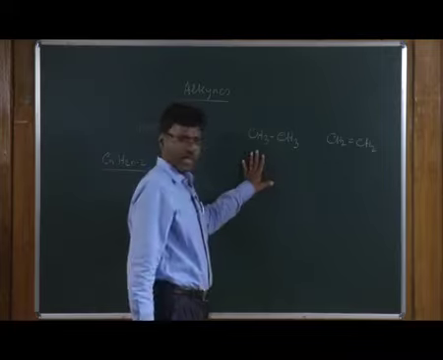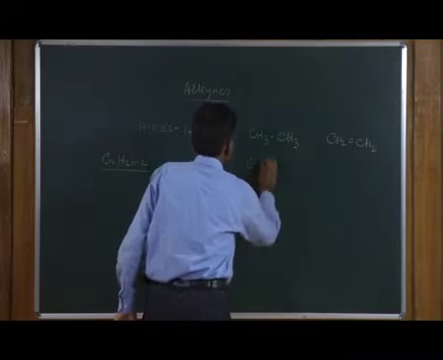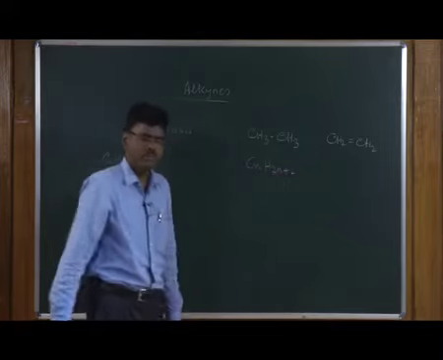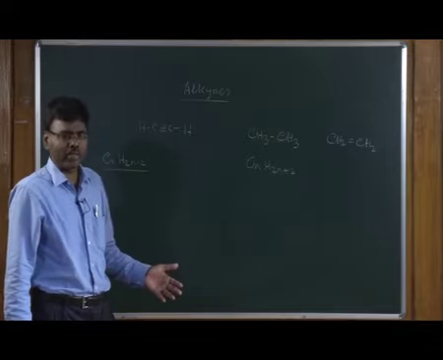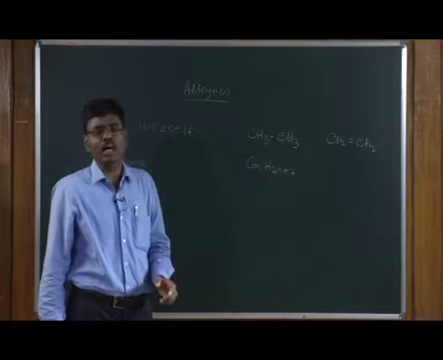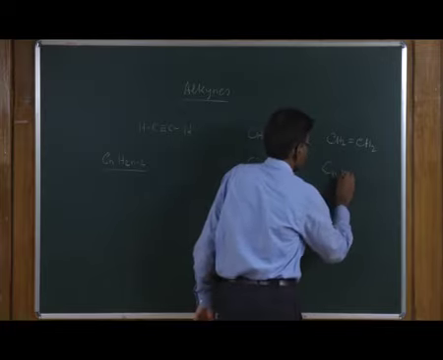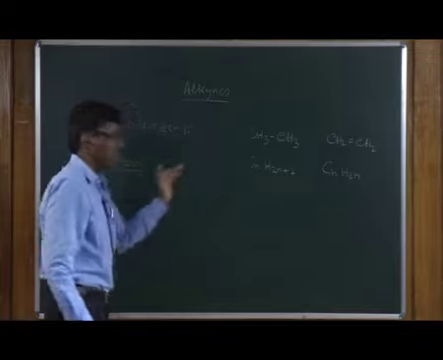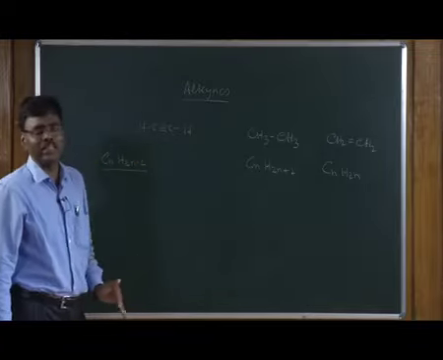Alkanes are saturated hydrocarbons, and they have general formula CnH2n plus 2. Next, we have seen about alkenes. They are also unsaturated hydrocarbons, and they have at least one carbon-carbon double bond. They have general formula CnH2n, and if you compare these three hydrocarbons, alkynes have less number of hydrogen atoms.